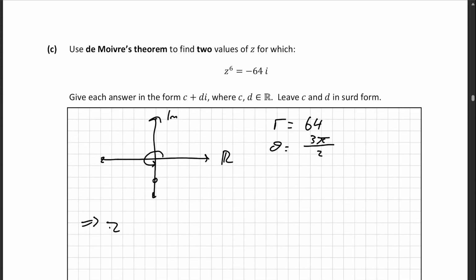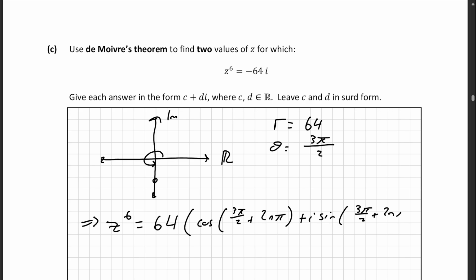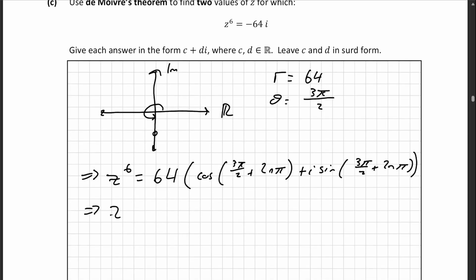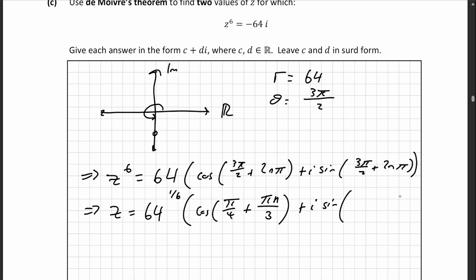So that implies that z to the 6 is 64 times cosine of 3 pi on 2 plus 2n pi plus i sine of 3 pi on 2 plus 2n pi. So by using the general case of de Moivre's theorem, we know z is 64 to the 1/6 times cosine of, that's going to be 3 pi over 12, which is pi on 4, plus pi n over 3, plus i sine of pi on 4 plus pi n on 3.